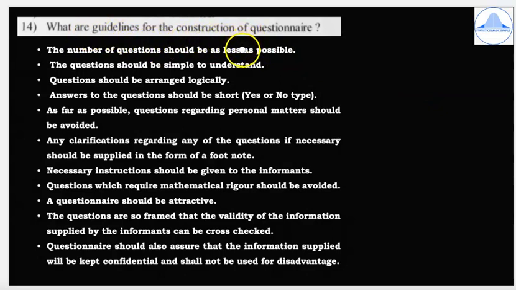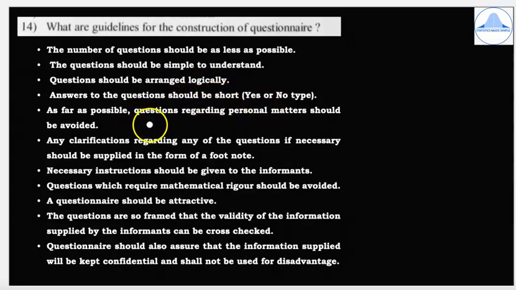So there are more than 10 points, and for a 5-mark question, it is sufficient that you write only 5 points. Do not waste time writing all the points. So the first one is the number of questions should be as less as possible. Then the questions should be simple to understand. Questions should be arranged logically. Answers to the questions should be short, that is the yes or no type.